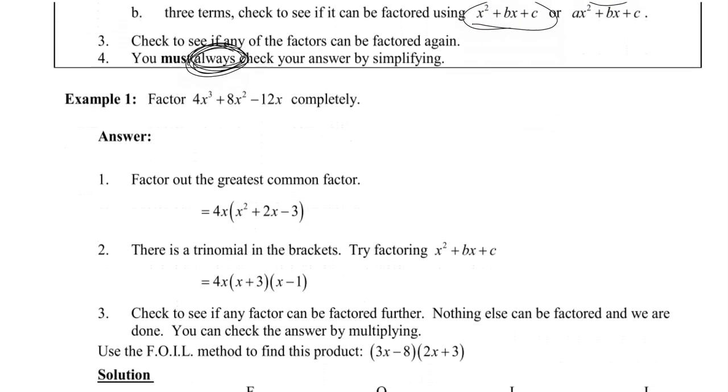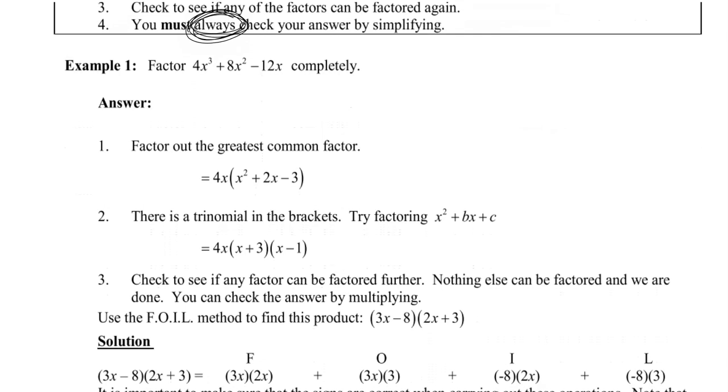So let's take this example first. We're going to factor 4x cubed plus 8x squared minus 12x. The first thing is, is there a greatest common factor? You can see that 4, 8, and 12 are all divisible by 4, and I've got an x cubed, an x squared, and an x, so I can take out a 4 as the number that goes into all the numbers, and then take out the lowest power of x. So 4x is your greatest common factor.